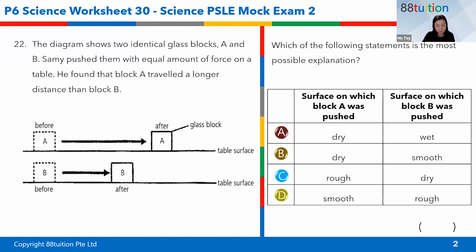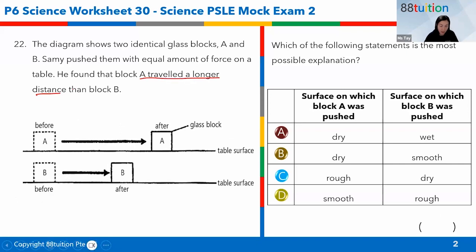Question 22, the diagram shows two identical glass blocks, A and B. Sammy pushed them with equal amount of force on a table. He found that block A traveled a longer distance than block B. So which of the following is the most possible explanation? I think this one is pretty obvious. Since A is traveling a longer distance, it says here a longer distance.